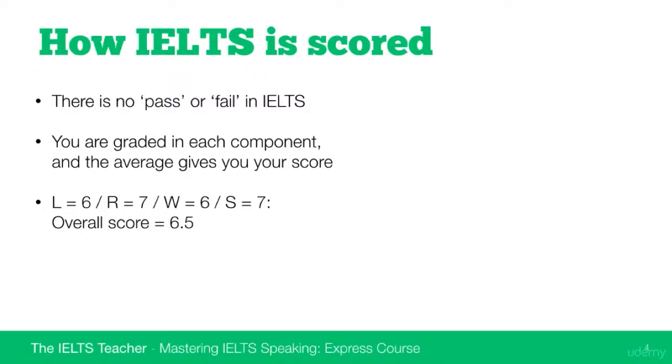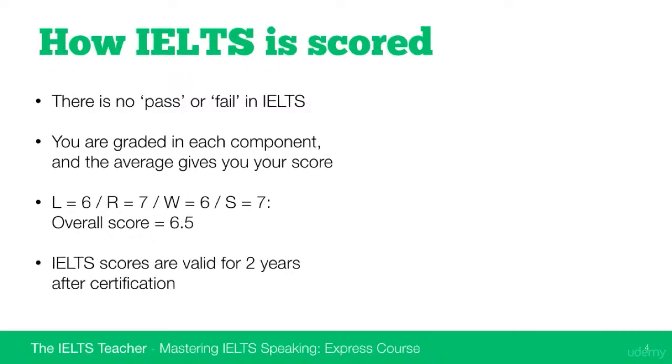If your band score lands at a 0.25 or a 0.75, your score will be rounded up to the next half band. So if it's a 0.25, you'll go up to 0.5. And if you're at a 0.75, you'll go up to the next full band.